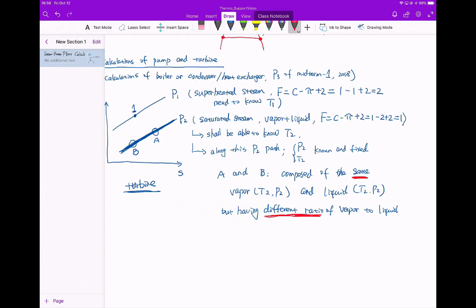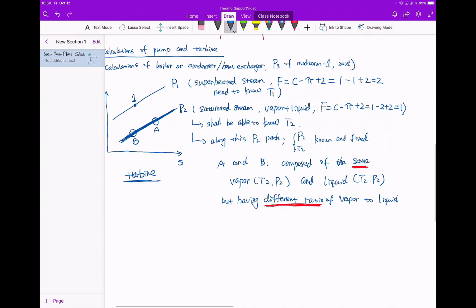So very often, in order to understand this mixture of vapor and liquid, we define the X value. And by the way, I had a mistake in the previous video of turbine calculation. So this X is defined as the vapor fraction of the steam, and the steam is a mixture, so this is defined as vapor over vapor plus liquid.